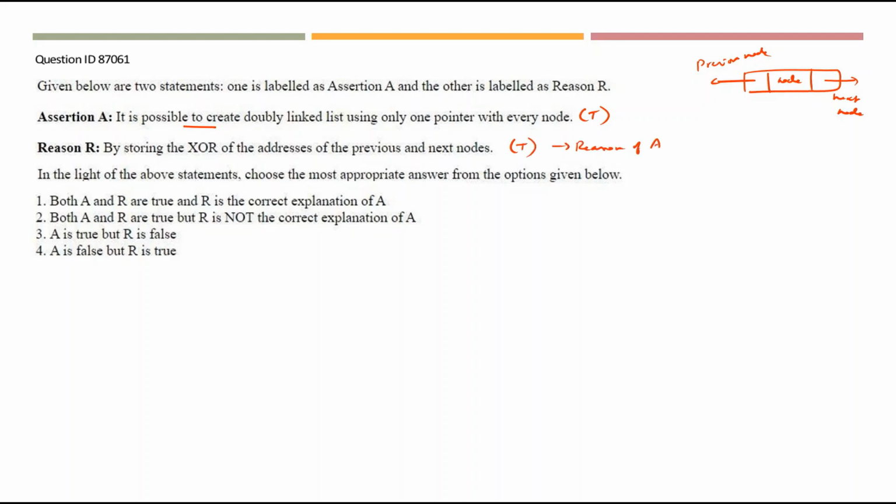This method of storing the XOR of the address is actually memory efficient because the list uses the bitwise XOR operation to save space for one address. Instead of the actual memory address, every node will store the XOR of the address of the previous and next node. So from this we can conclude that both A and R are true and R is the correct explanation of A. Option 1 will be the right answer.